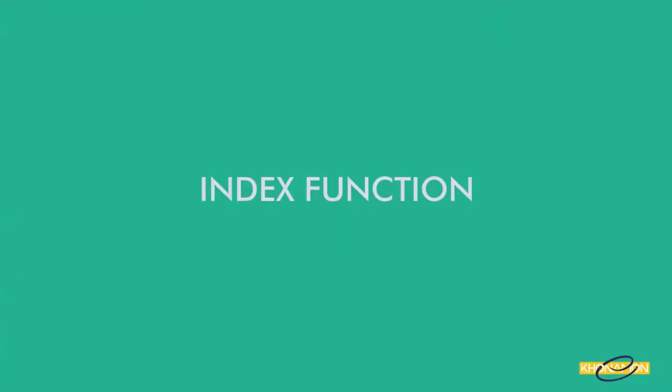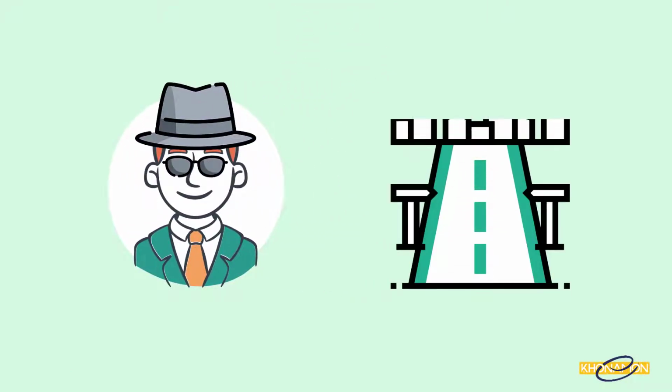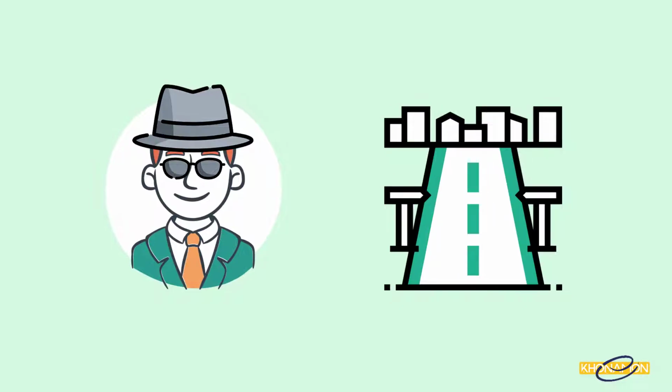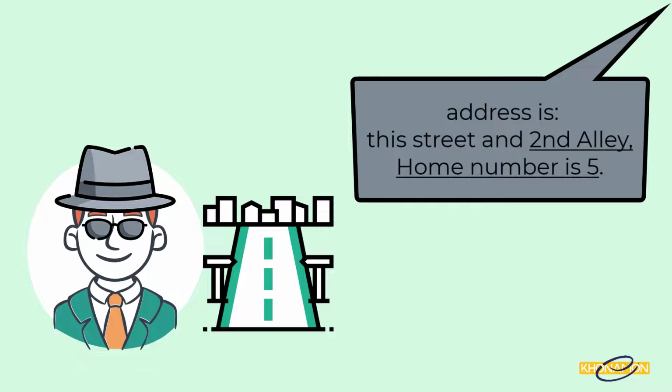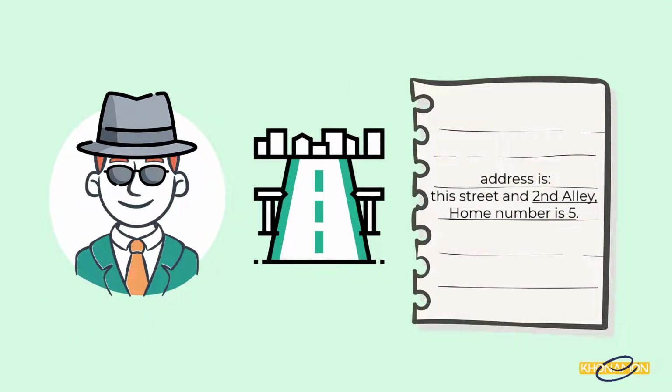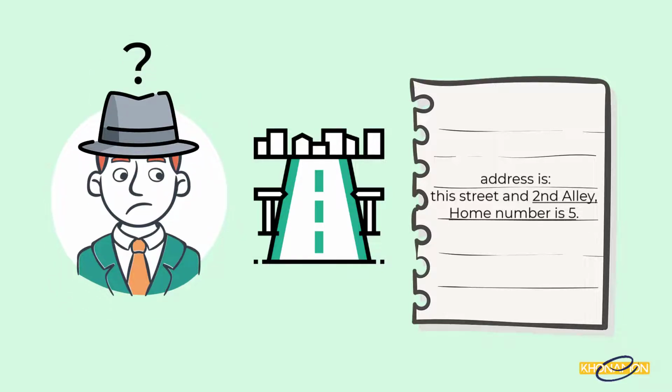INDEX function. Imagine you're a detective and there is a street. Some people are living here. Then I tell you I'm looking for a person who lives in this street at the second alley. The home number is 5. Here you have an exact address, but you don't know who is living at this address. Is it a she or a he? What's the name? What's his or her salary? After going to this address, everything will be clear.